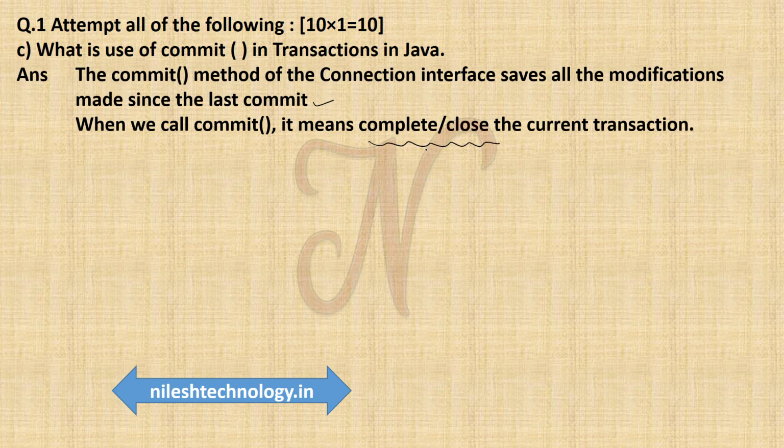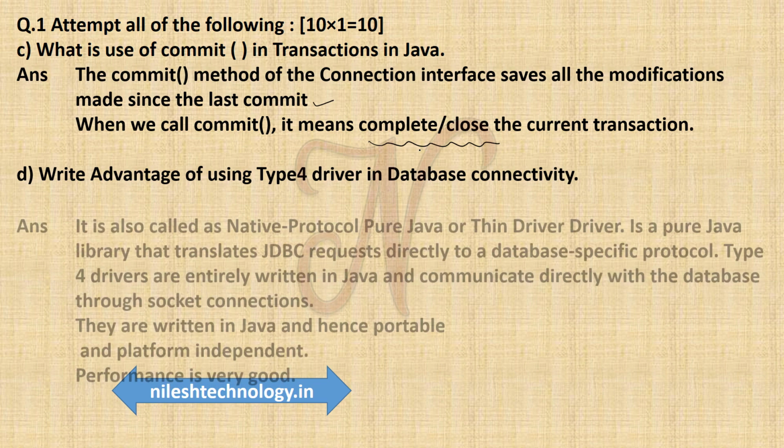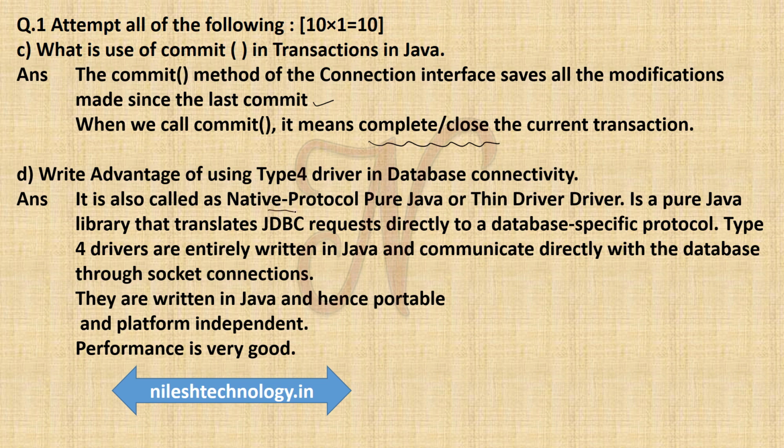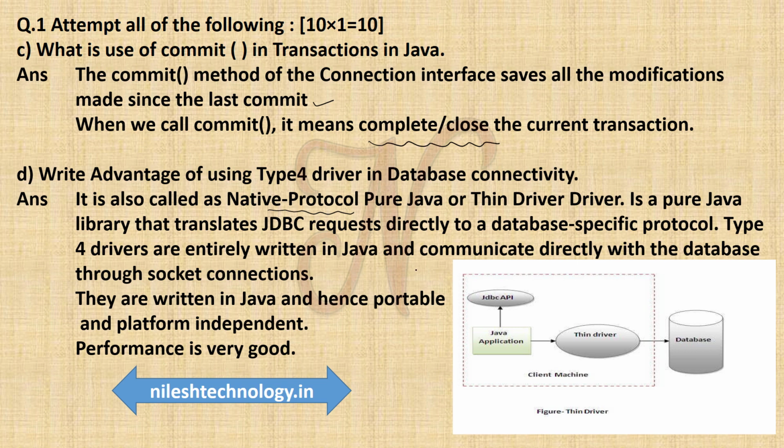Okay. So next question: write the advantages of using the type 4 driver. There are 4 types of drivers: type 1, type 2, type 3 and type 4. Here we discuss the type 4 driver. It is also called a native protocol driver or the thin driver. See here, this is the diagram: JDBC API, then Java application. The Java application communicates with the API and the thin driver, and the thin driver communicates with the database. This is platform independent and performance is very good. So describe this point with a suitable diagram.